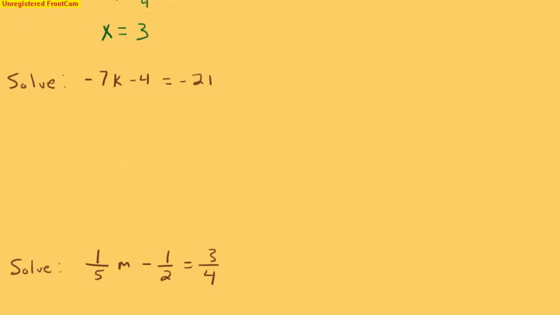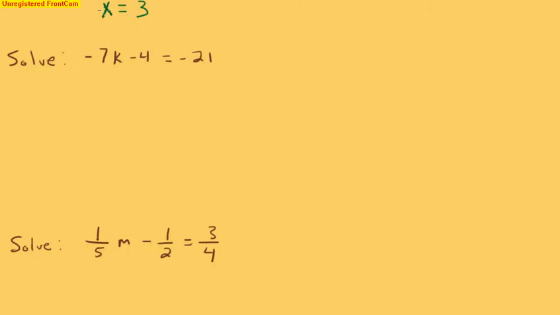Let's do another example. Negative 7k minus 4 equals negative 21. Our goal is to get k by itself on one side of the equation. Isolate the variable. It is not by itself. We are multiplying it by negative 7, and we are also subtracting 4 from k. So we are going to have to divide by negative 7, and we're going to have to add 4, because those are the inverse operations.